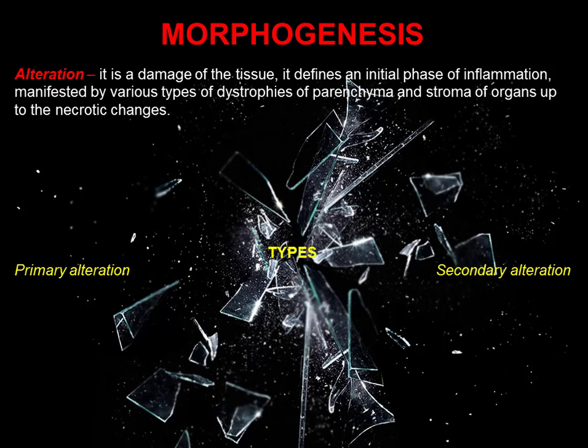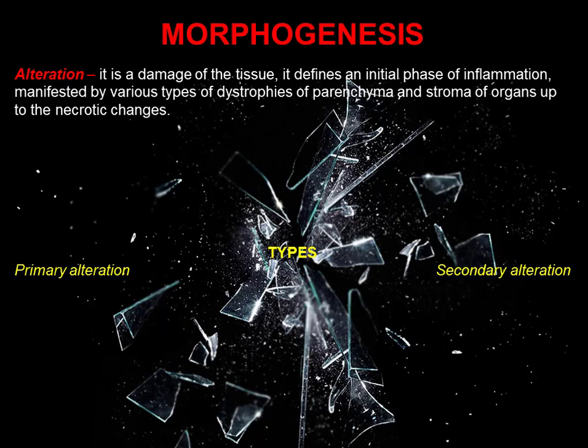In morphogenesis, there are 3 stages of inflammation, and the first stage of inflammation is named alteration. Alteration is damage of the tissue. It defines an initial phase of inflammation, manifested by various types of dystrophies of parenchyma and stroma of organs, up to necrotic changes.